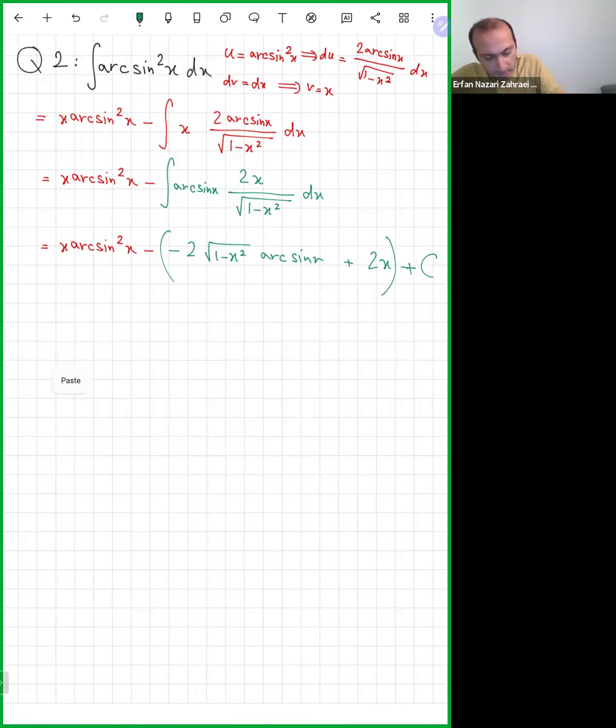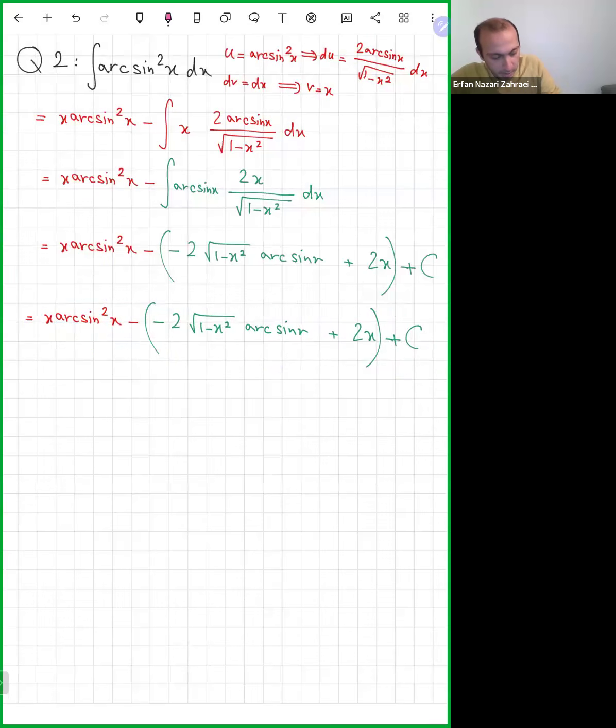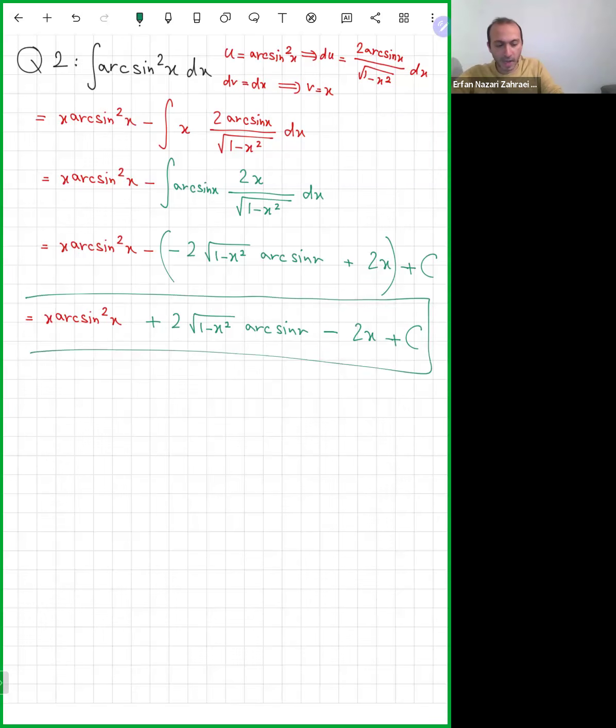Okay, so basically the final answer is, if you apply this negative sign to this parenthesis, you get positive, and then here negative. So this is the final answer for antiderivative of arc sine squared. Okay, good.